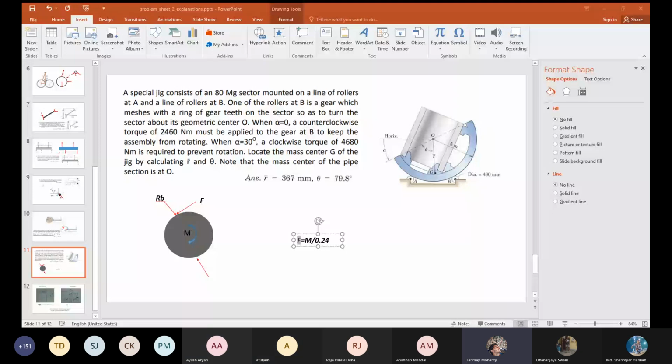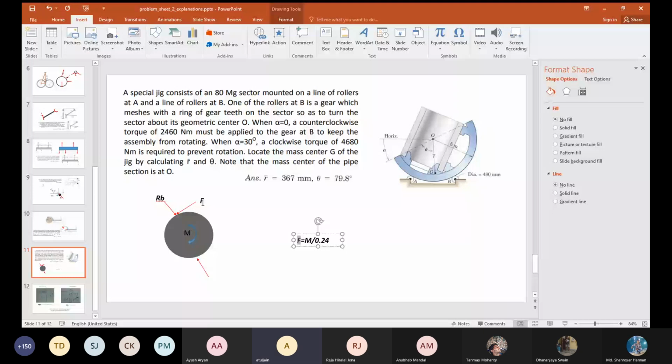Okay, so now I'll repeat whatever I said. If alpha is 0, the gear has to supply some torque for my entire structure to be in equilibrium. Similarly, when alpha is 30 degrees, some other torque has to be applied for the structure to be in equilibrium. In both the cases, the value of reaction RB and the value of reaction F will be different because the applied torque is different.